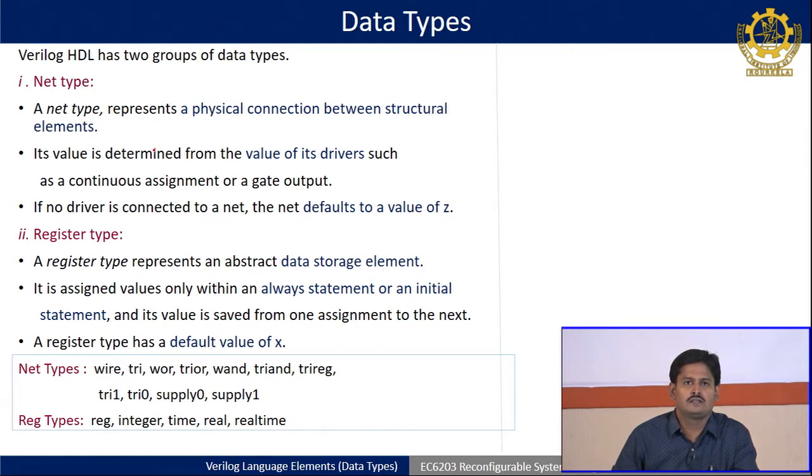If a net is not connected with any input, then by default it will be treated as Z, and in register type, if a reg data type is there, then by default it will be X. This is what we used to show in simulation. If there is a counter in simulation, initially if the latch is not initialized, you may find don't care in the counter output.